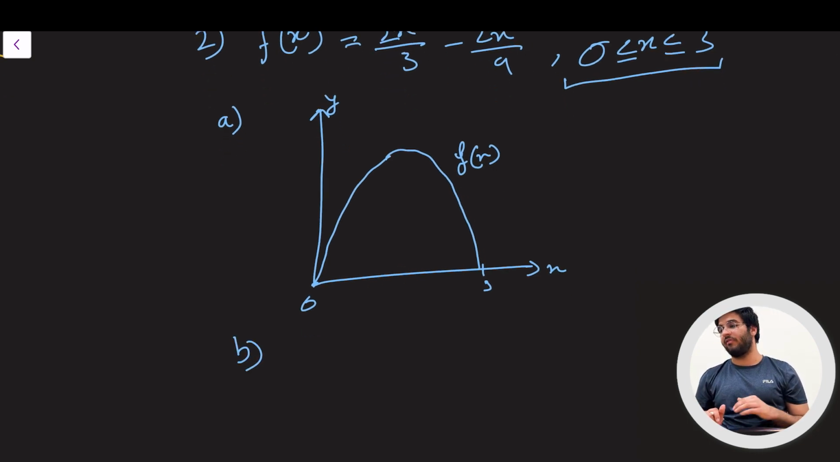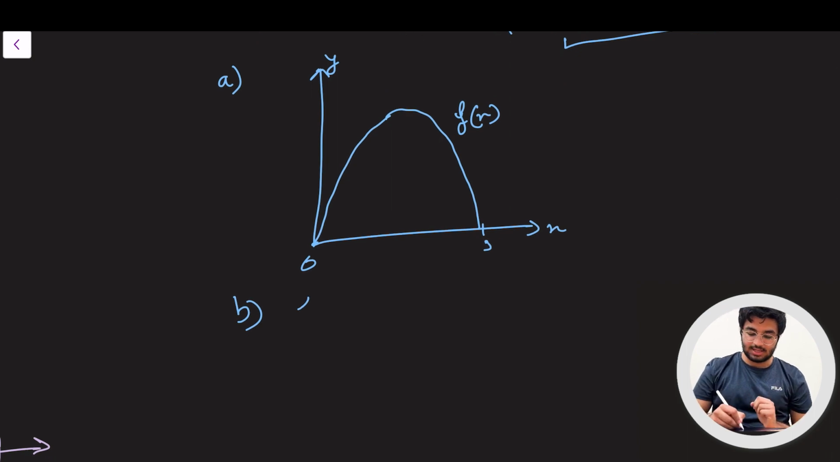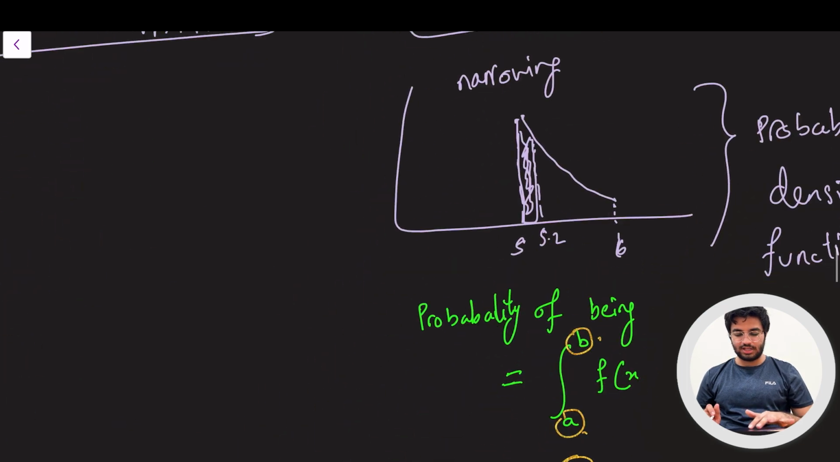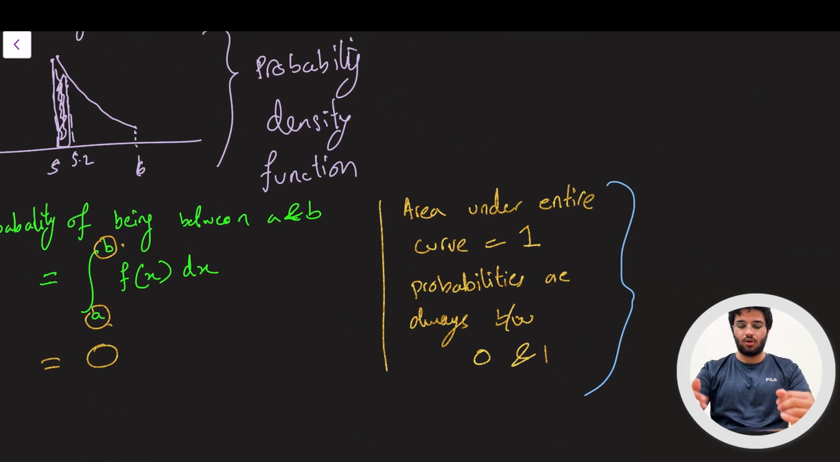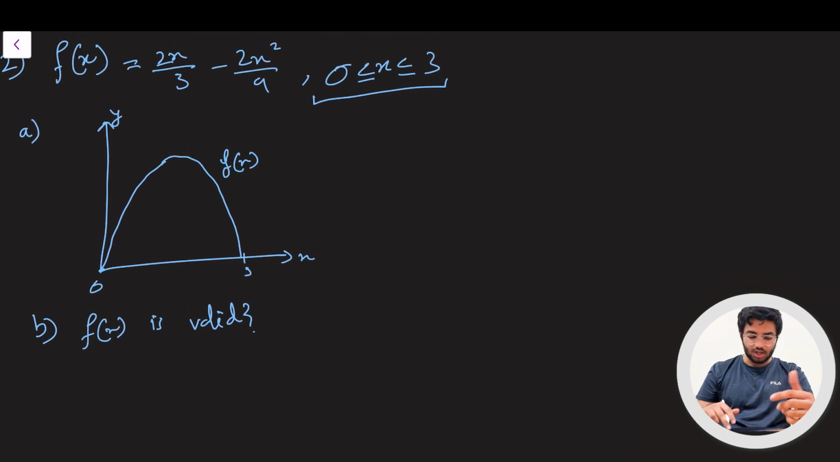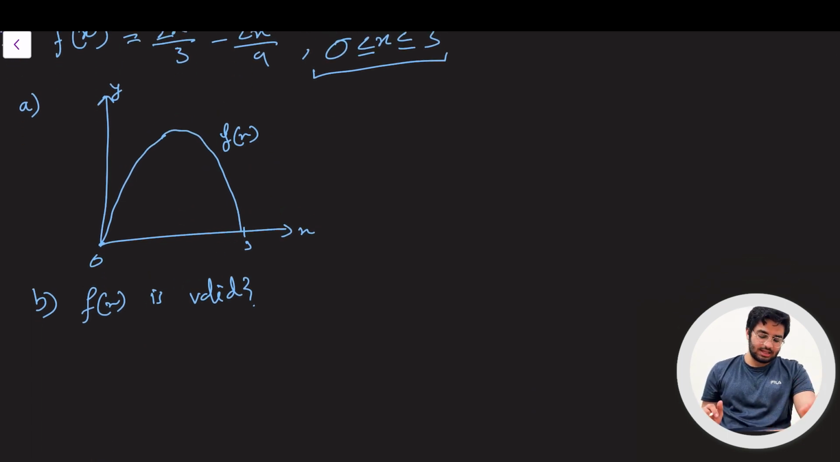It asks us to find if f of x is a valid distribution function. How do we check that? Obviously, we come back to our rules. The area under the curve has to be 1, and the probabilities always have to be between 0 and 1. So first things first, which one should we go with first? I think just finding if it's less than or greater than 1 at any point is the easiest one to go with, okay?